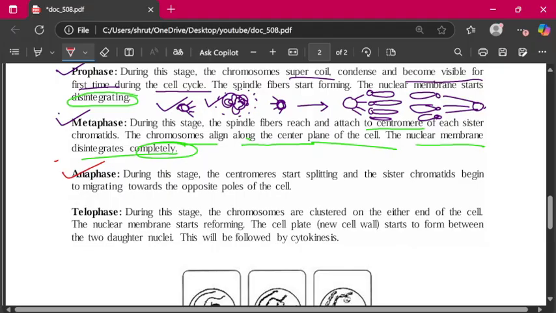Now the anaphase. During this stage the centromere starts splitting and the sister chromatids begin migrating towards the opposite poles of the cell. So what happens here? The centromeres start splitting. See, okay.